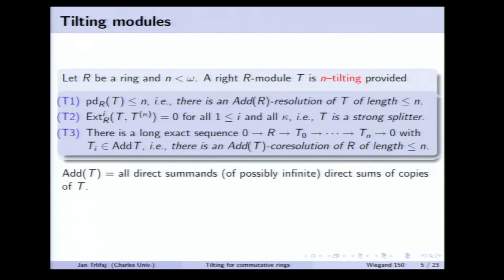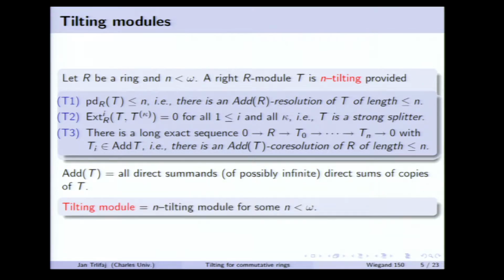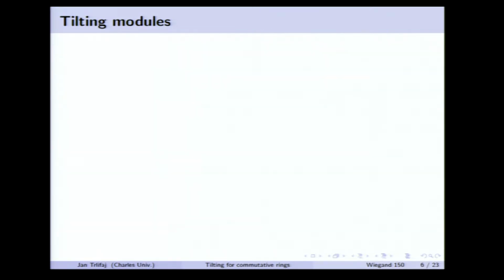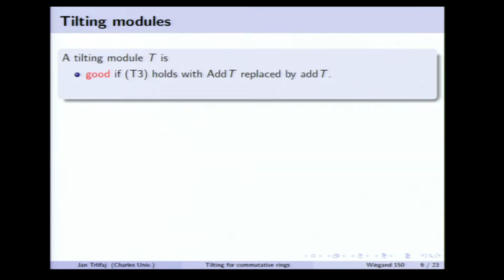So you can say, in other terms, that the regular module has an add T co-resolution of length at most n. So this is the definition. Now a tilting module is just n-tilting for some n. So there are two useful notions, particular kinds of tilting modules.